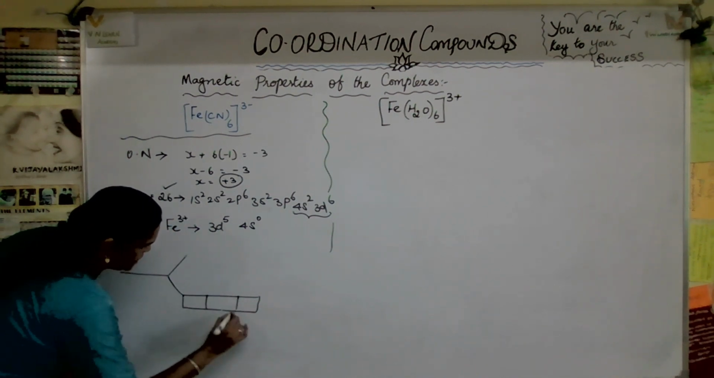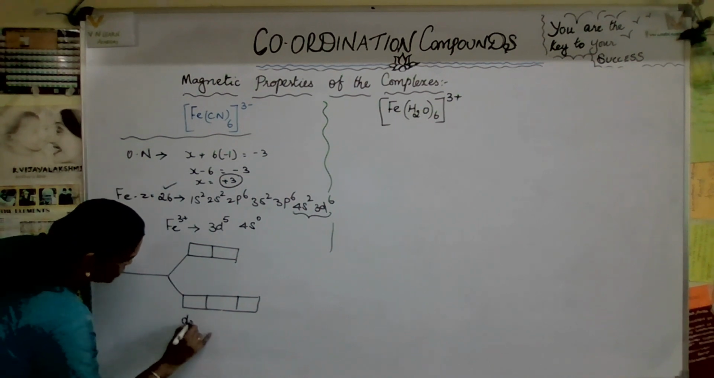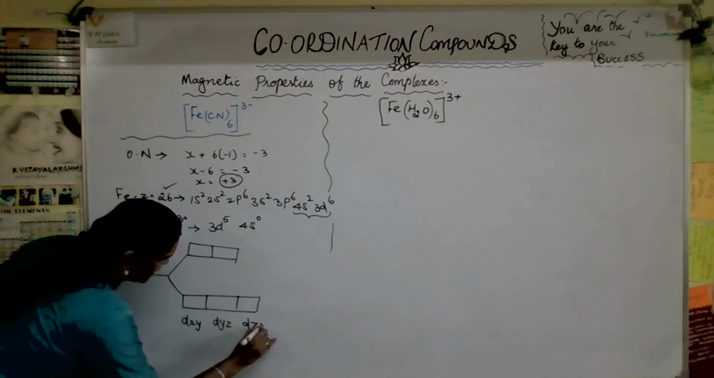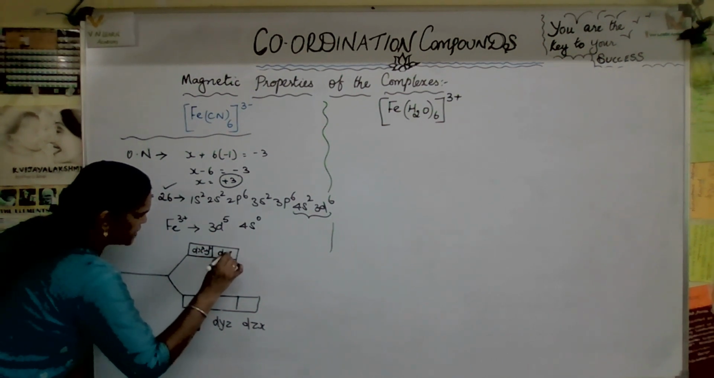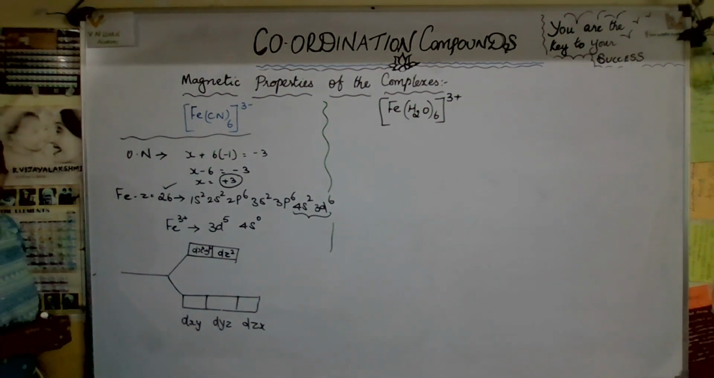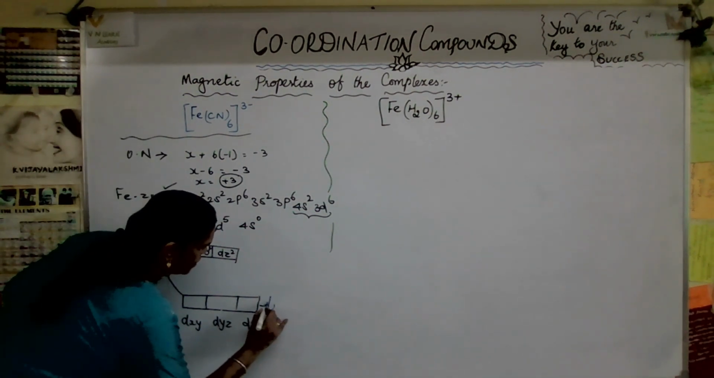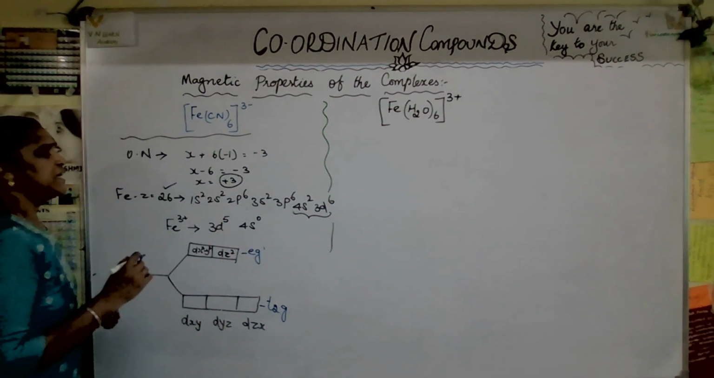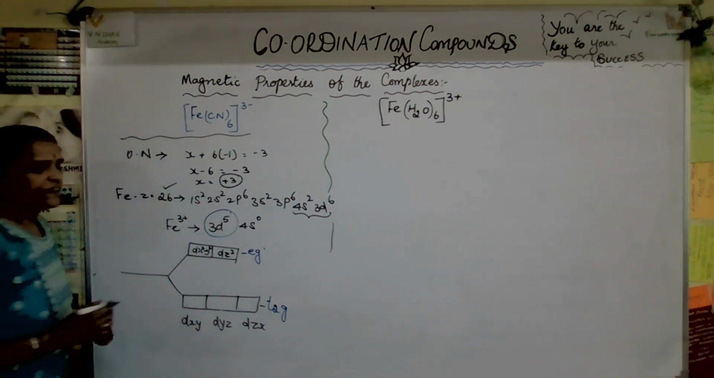Now first and foremost, what is this? Here dxy, dyz, dzx, dx square minus y square, dz square. Okay, now here this is t2g level, this is eg level. Now, here you have to fill the electrons. Now, 5 electrons in that level.